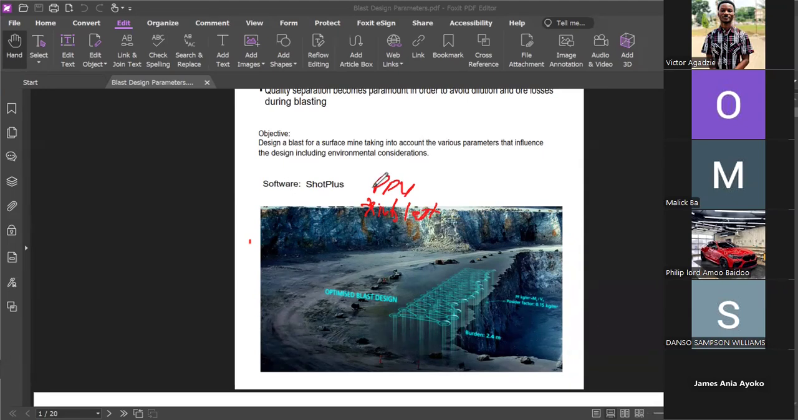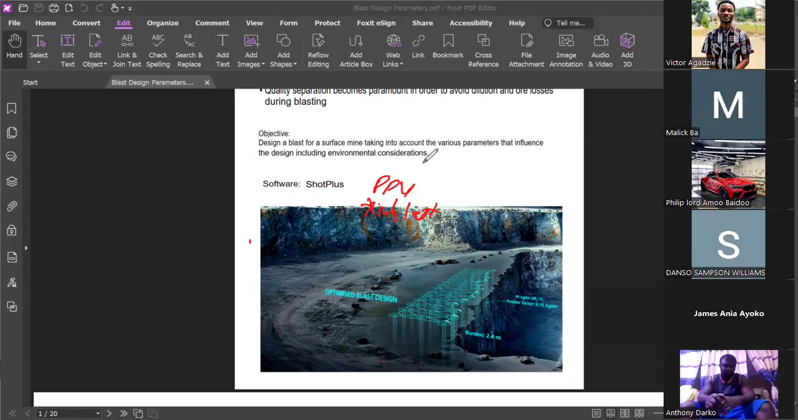So as you design your pattern and your tie-up, you have to make sure the impact is not huge enough to exceed the threshold. Let me tell you, from the mining regulation, the PPV threshold is 2 millimeters per second.